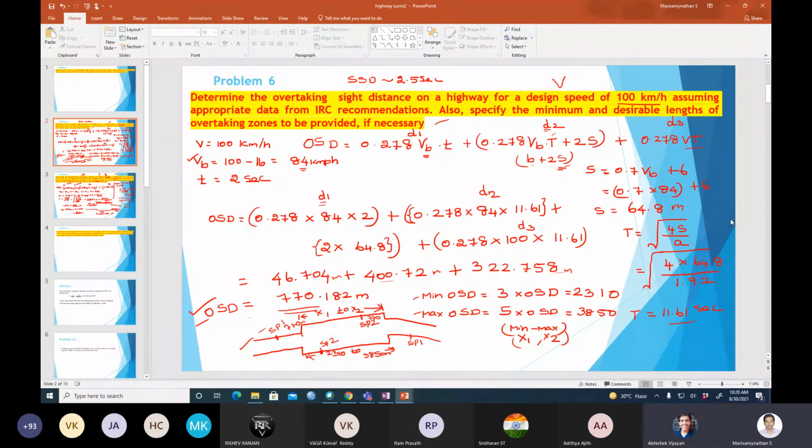No, that 0.53 I gave is in meter per second square, so it has to be converted to kilometer per hour. For that conversion I told you, you have a calculator, apply 0.278. Divide 0.53 by 0.278 and you will get 1.906. I'm getting 1.90647.